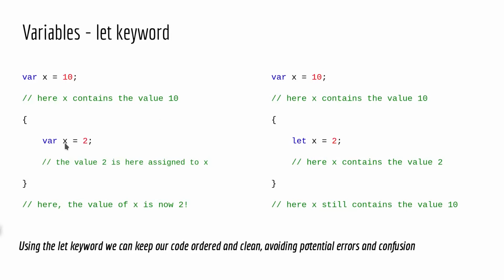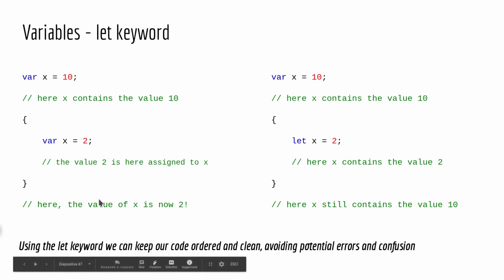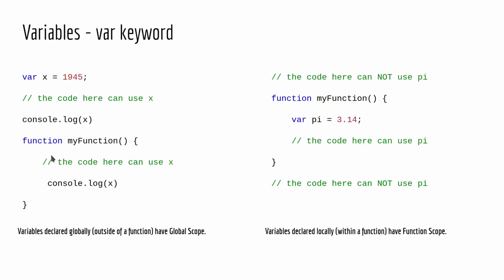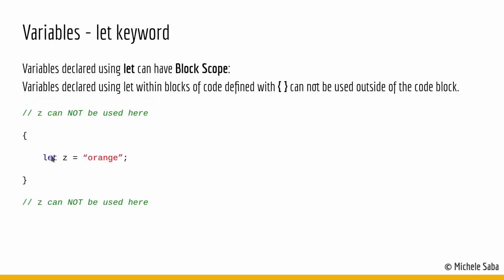So above this block of code, x equals 10. Then I've declared the block of code using curly braces, and I've reassigned x using var, and I've assigned the number 2 to the variable. Therefore, within this block of code, the value 2 is assigned to x. And what's happening is that now, outside in the global scope, again here, the value of x is now 2. So the value has changed. And that's because, again, using the var keyword, we can only have global scope and function scope.